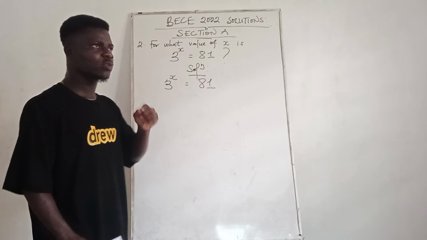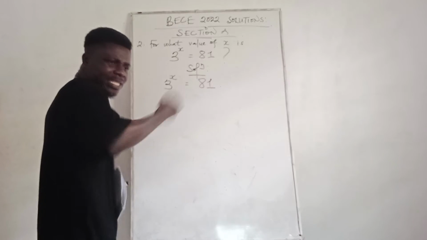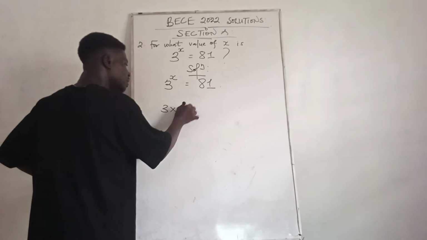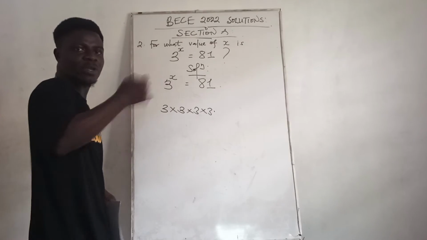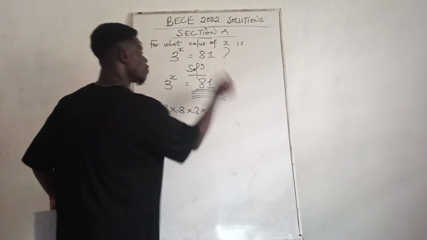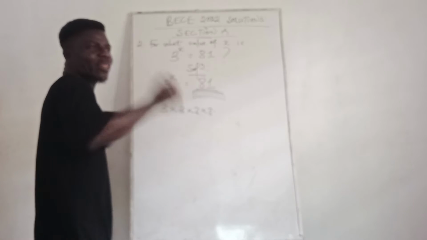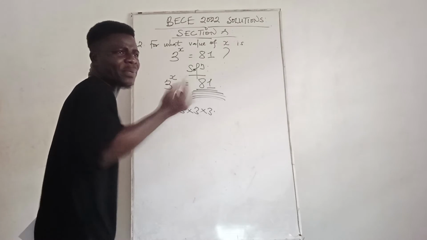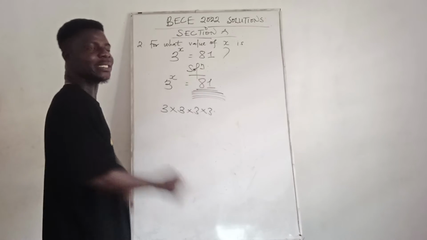Yes. Because we are going to find how many times I will multiply 3. How many times are we multiplying 3 by itself to get this 81? So 3 times what? 3 times how many? How many numbers? By itself, the same number 3.